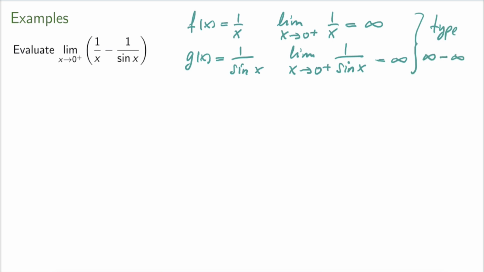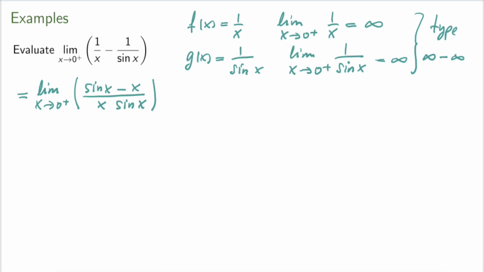Again, this is something we are not allowed to do. Infinity minus infinity can be anything. So we again want to write this in a form so that we can apply L'Hopital's rule. And of course this already cries for a common denominator, doesn't it? So let's do that. So the common denominator is x sine x. So then we get a sine x for the first term, a minus x for the second term. Common denominator is x sine x.